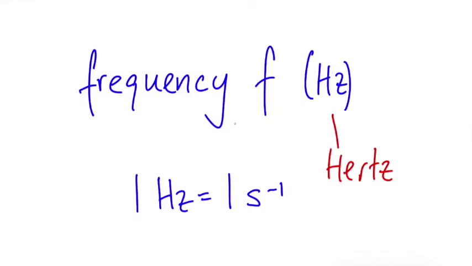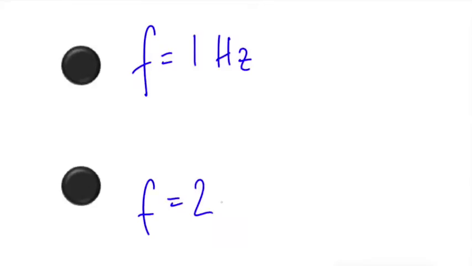Let's look at another example. These two buttons are blinking at different frequencies. The one at the top blinks once every second, so the frequency equals 1 hertz. The one at the bottom blinks twice every second, so its frequency is 2 hertz.